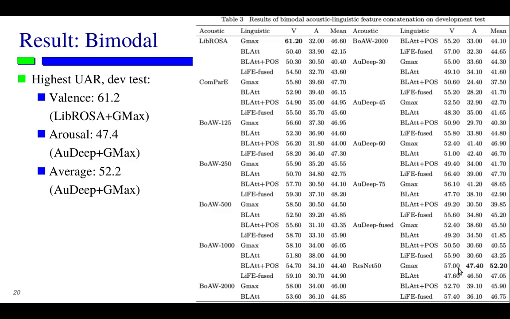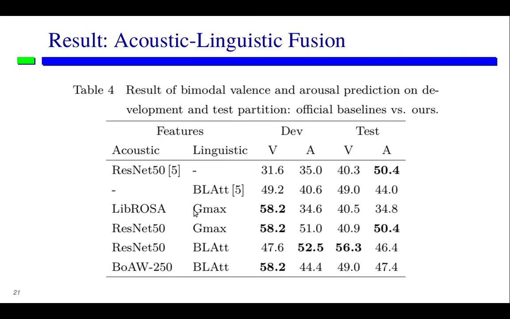Because for the test set the data is very limited, only five trials, I think. They limit the submissions to only five. So I only submitted some of the results, not all, only five results. And this is the result that I submitted to the organizer.